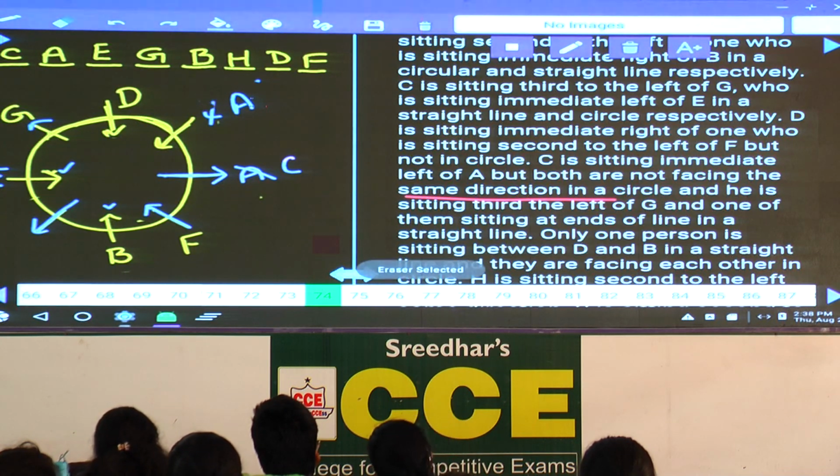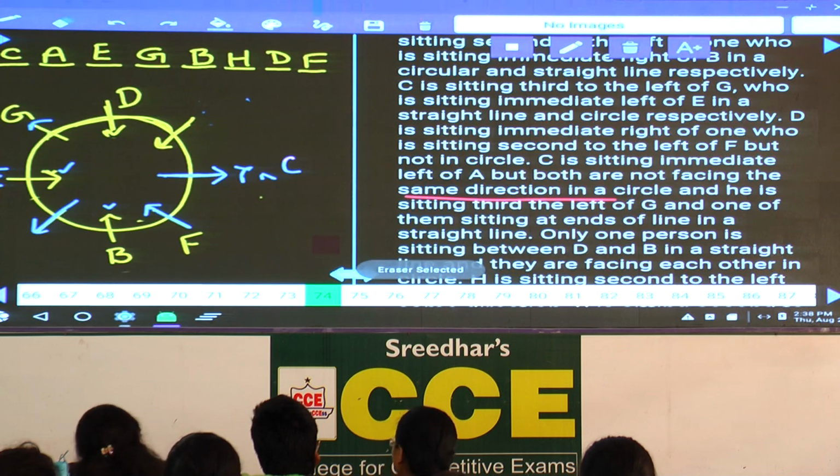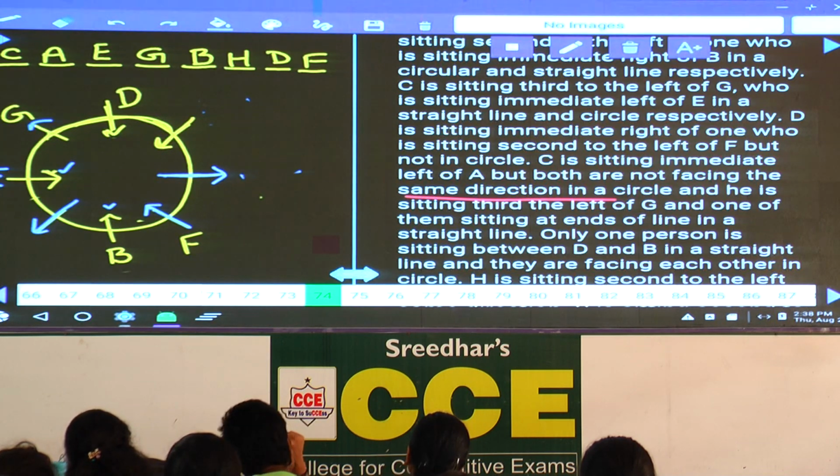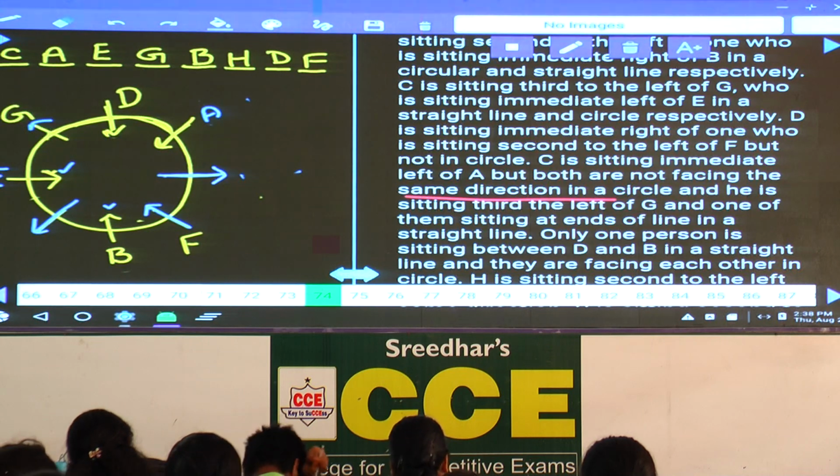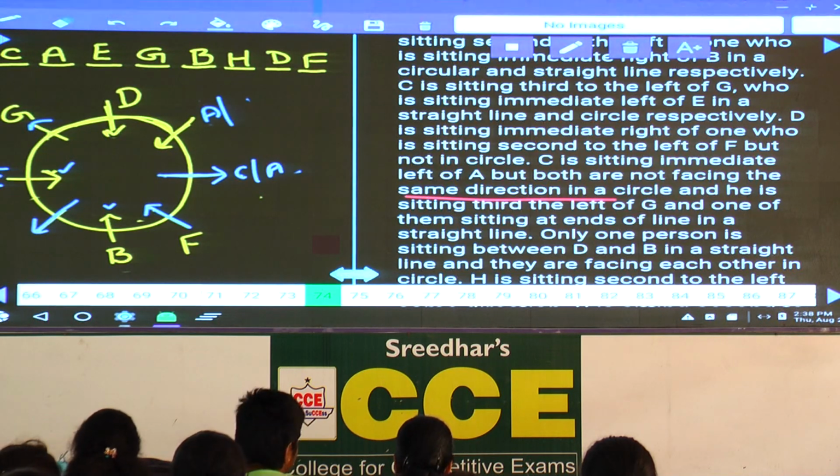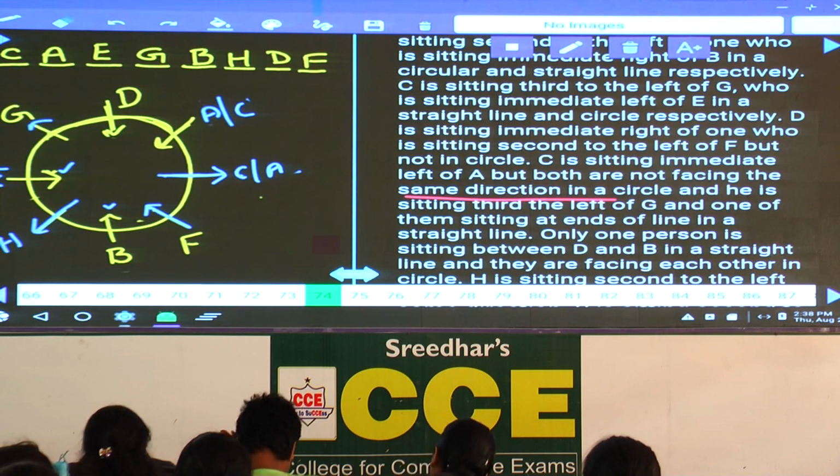Hence regarding these two persons, the positions of these two persons cannot be identified. In both cases, A or C, the information is valid. Once A and C are done, who is the other person left here? H is the person left out.